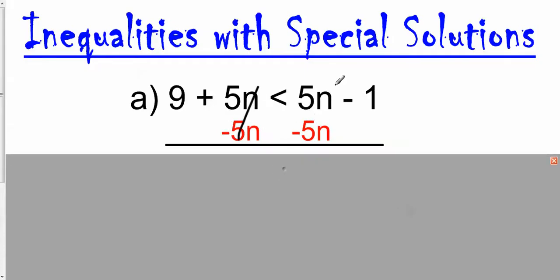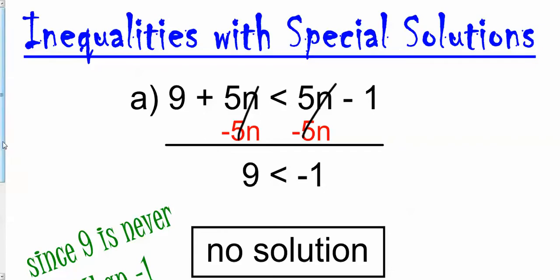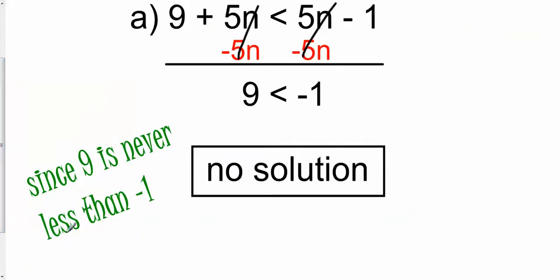It cancels here and here. So what comes down is 9 is less than negative 1, which is not a true statement. Since 9 is never less than negative 1, there is no solution. So what made it special is the variable terms cancel because it's the same on each side, and what you're left with is a number compared to another number. And since 9 is not less than negative 1, it's a false statement, meaning there is no solution. There is nothing that I can put in there for n that's going to make that inequality true.